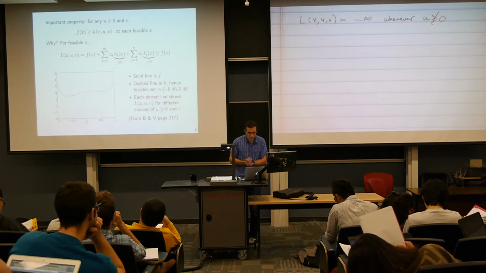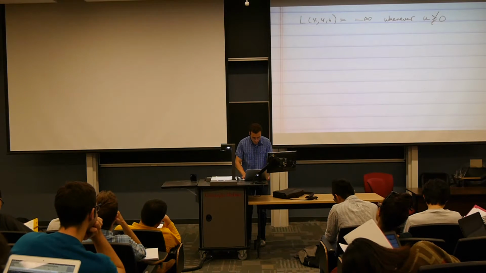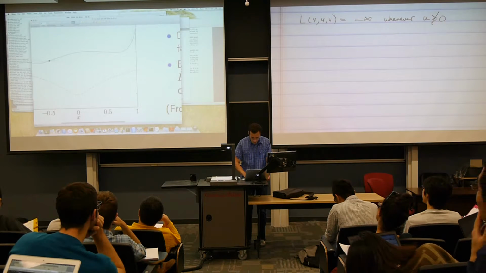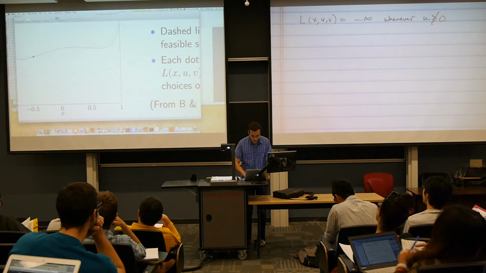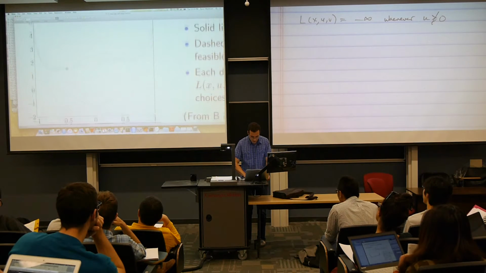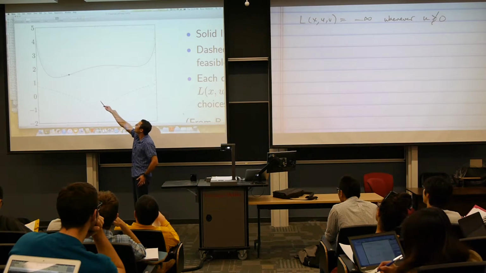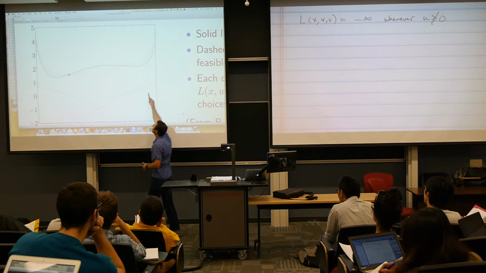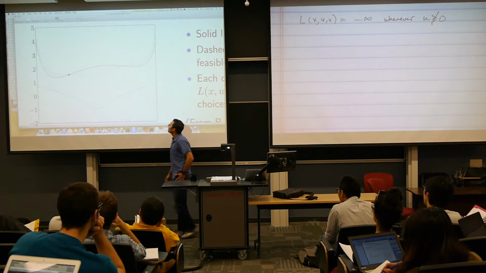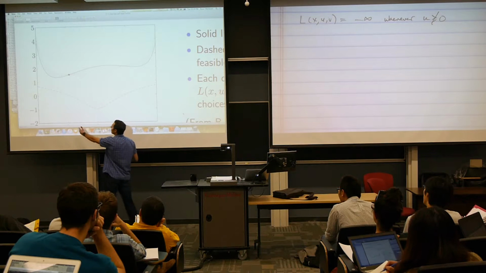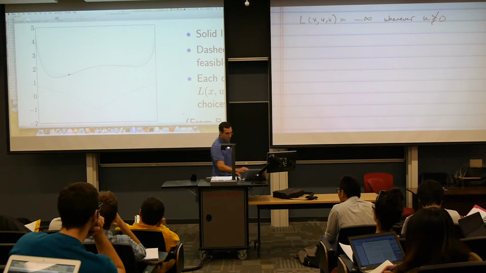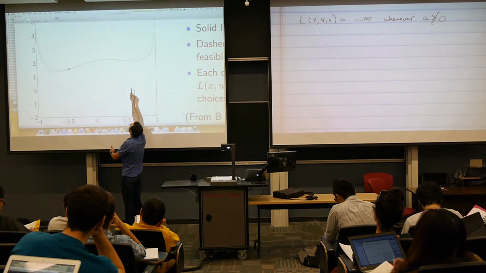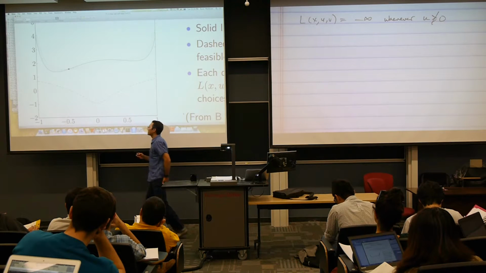So here's just a pictorial example to show you what the Lagrangian looks like. In this example, the criterion function is this guy, the solid line. That's f of x. And we have only one constraint. It's an inequality constraint, that this function, which is called h of x, must be less than or equal to 0. And so if we look at that constrained region, it ends up being an interval from about minus 0.5 to 0.5. So we're trying to minimize this solid line subject to our argument lying in that interval.